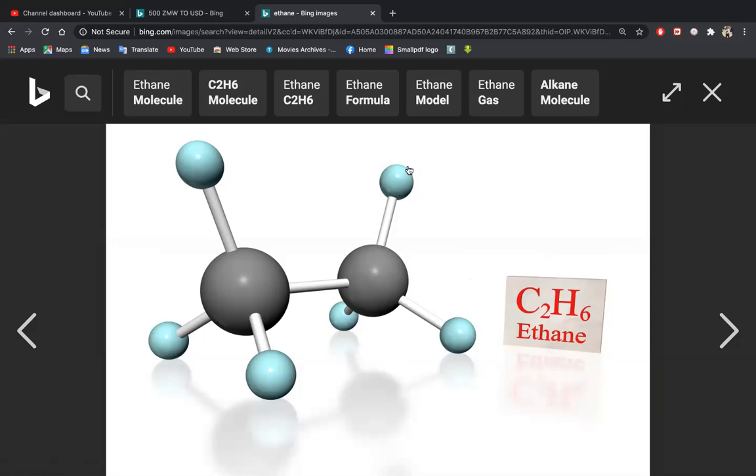Is it in the plane or is it out of the plane? This one. Is it in the plane or out of the plane? In the plane. It's in the plane. What about this one here? In the plane as well. Are you sure it's in the plane?